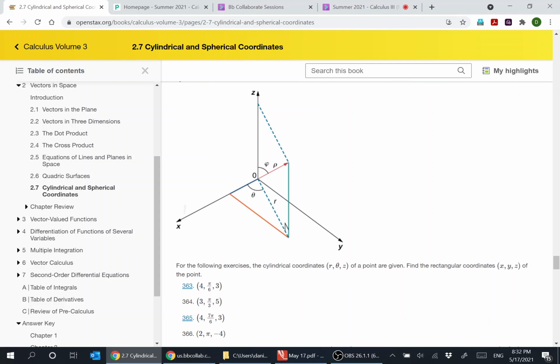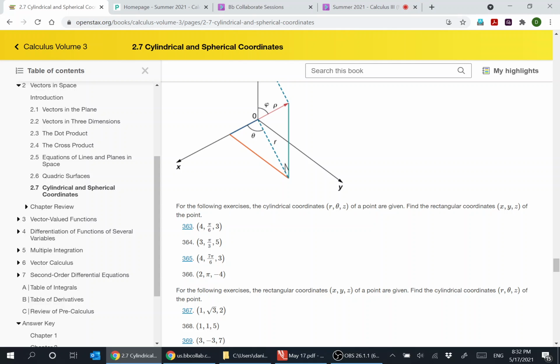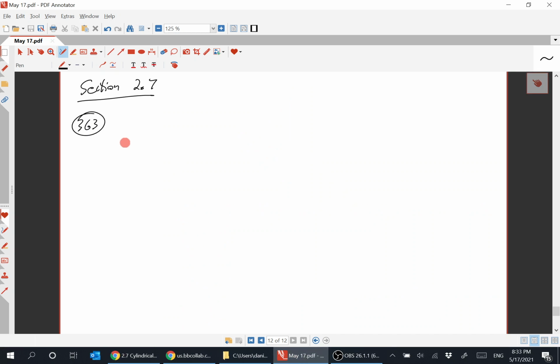Anyway, so 363, for the following exercises, the cylindrical coordinates r, theta, z are given. Find the rectangular coordinates x, y, z. So the r and theta are just polar coordinates in the xy plane. Instead of x and y, we have r and theta, the same polar coordinates as you were looking at in Calc 2 and other classes you might have had. And then z is just z. So 4, pi over 6, 3.